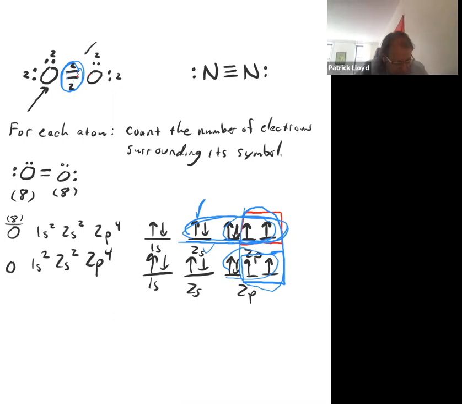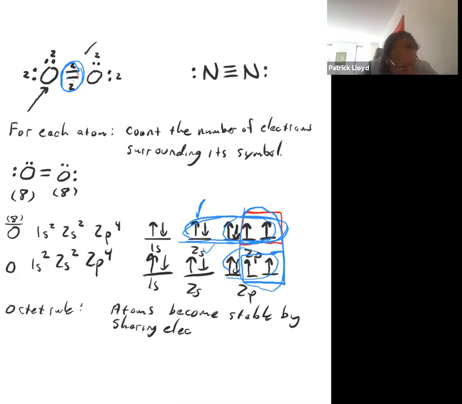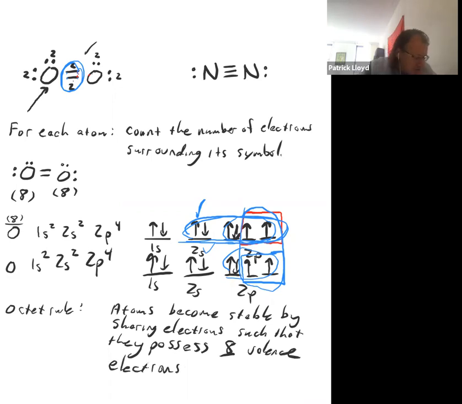The octet rule is this idea that atoms become stable by sharing electrons such that they possess 8 valence electrons. The sharing is what gives them 8. Remember, oxygen only has 6 valence electrons. It's in group 6A. But by sharing these 4 electrons, it now has 8, effectively. Both oxygens, that's the case.